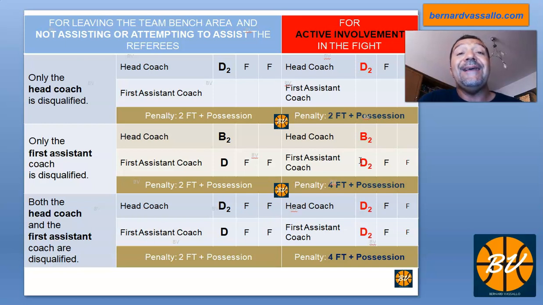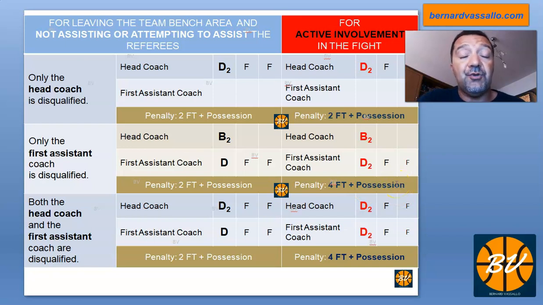Therefore, that would be a direct disqualification for this assistant coach, and the coach would be given a B2 technical foul. Why? Because he is, as I said before, ultimately responsible for all the personnel on the team bench, and therefore he will also be given a technical foul for not controlling his personnel on the bench. Therefore, here we would have a penalty of 4 free throws, 2 for the direct disqualification of the assistant coach and 2 for the bench technical foul, B2. Therefore, here we would have 4 free throws and possession.